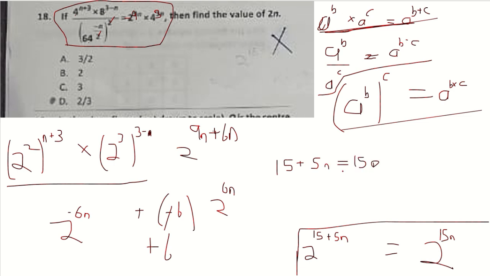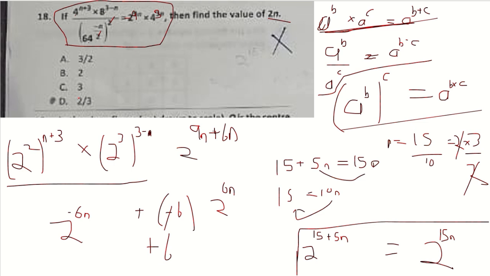So we can easily solve this. Take 5n to the right side. 15 is equal to 10n, and n is equal to 15 upon 10, taking 10 to the left side. And when we simplify this, it comes out to be 3 by 2. And so 2n is 2 into 3 by 2, where 2 and 2 cancel, and the answer is option C, 3.